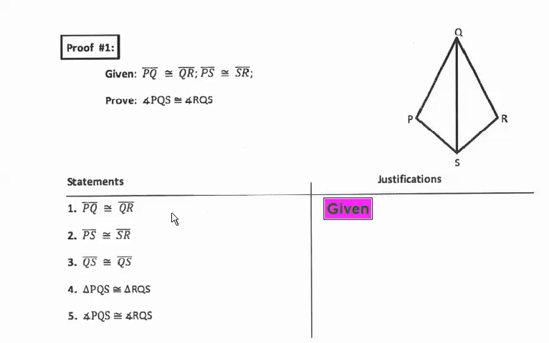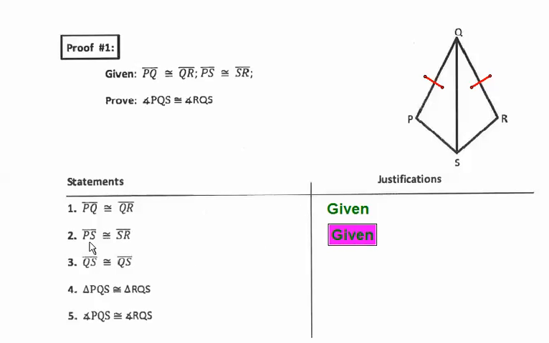So PQ congruent to QR. PQ is here, QR is here, and there you go. You got one piece of the puzzle already. Okay? Then they give you that PS is congruent to SR. That's also given. Again, all the givens are right up here, so that's given.